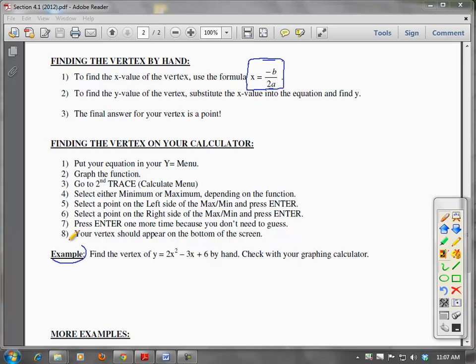I'm going to go back to this example, and I'm going to find it by hand. So even those of you with a calculator, try this without. I need to find the vertex, so I start with the opposite of b over 2a. Now, in this case, my a is 2, my b is -3, and my c is 6. So the opposite of b is now a positive 3 over 2 times 2, so I have 3/4.